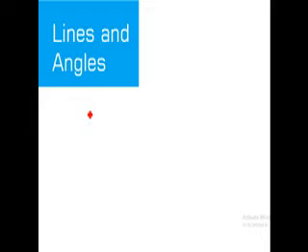Now, we all know about lines and what angles are. Now, we have to talk about how we can relate a line and an angle. So, in this chapter, we basically discuss how we can relate a line and an angle.